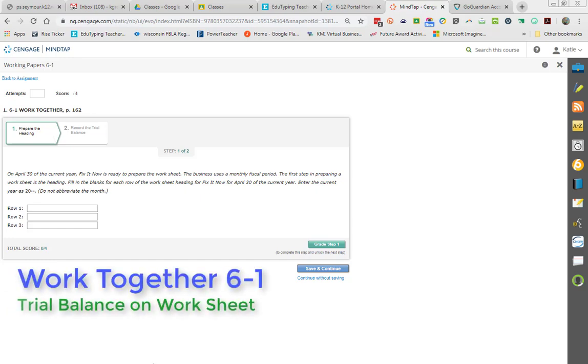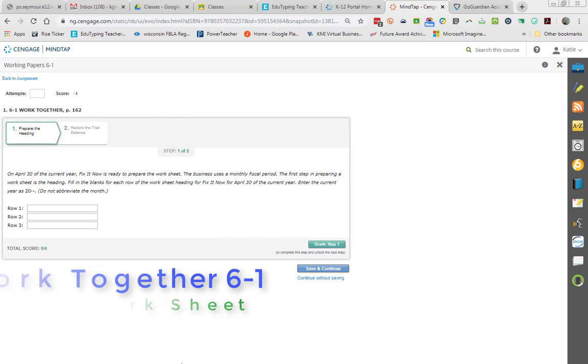So Work Together 6-1 is going through and doing our trial balance for our worksheet. We have two parts to 6-1. The first part is preparing the heading, and it reads, on April 30th of the current year, Fix It Now is ready to prepare a worksheet. The business uses a monthly fiscal period.